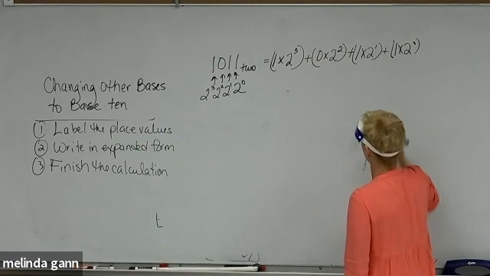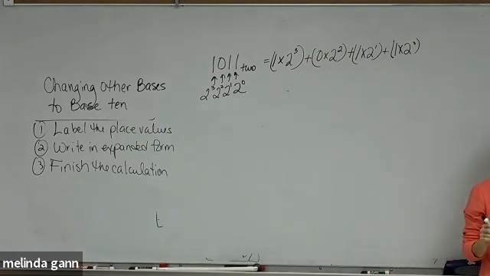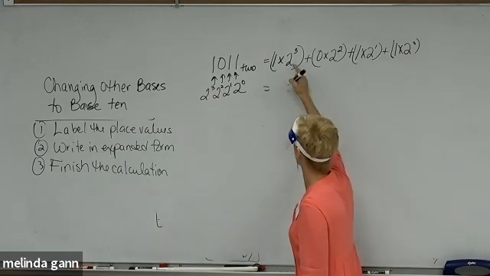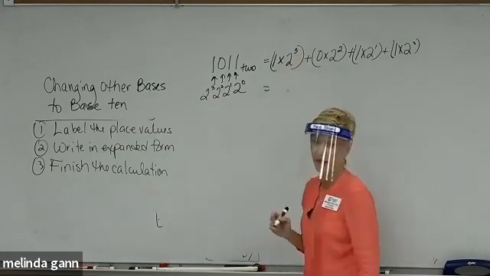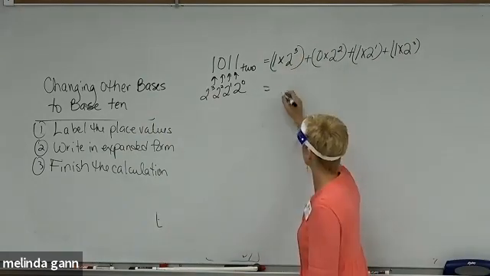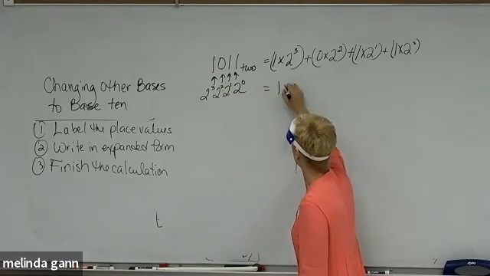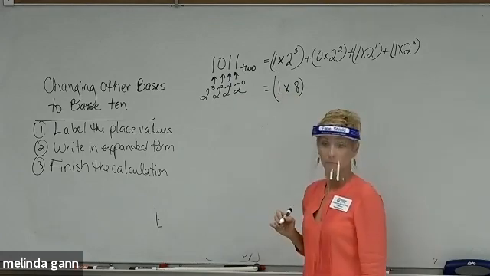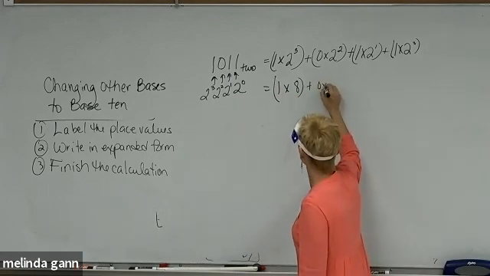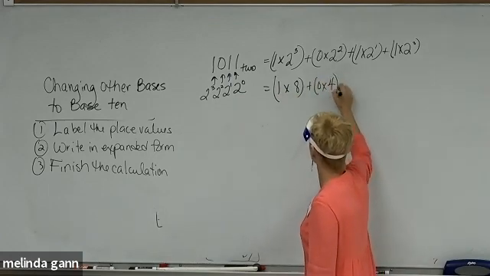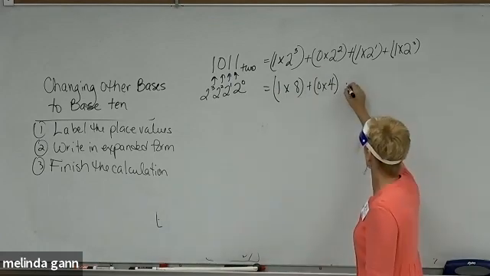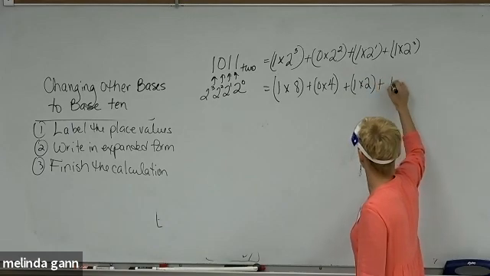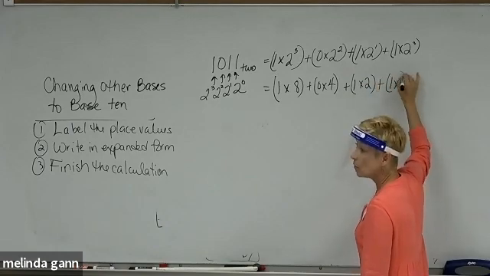So does everybody understand what I mean by step 2 when I say write it in expanded form? And then your last thing is you finish your calculation. Now, do you do exponents first or multiplication? Exponents. So what column is that 1 in? That's in my 8's column. That 0 is in my 4's column. And that first 1 is in my 2's column. And then what's that last one in? My 1's column.